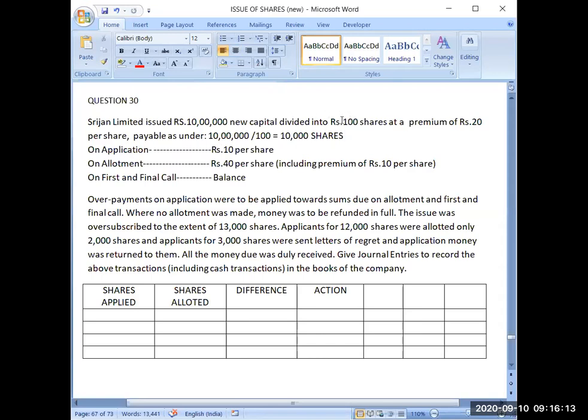Okay. Now we are issuing shares at the rate of rupees 120. The issue price is 120. Now see the breakup. Application rupees 10 per share, allotment rupees 40 per share. So what will be this balance amount? It will be 50, 60 or 70. If you always want to calculate it right, the best way is issue price minus 10 minus 40.